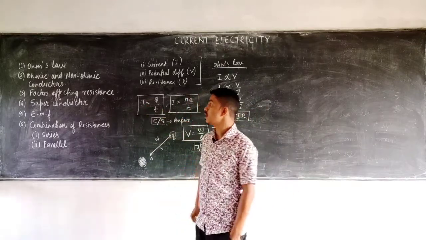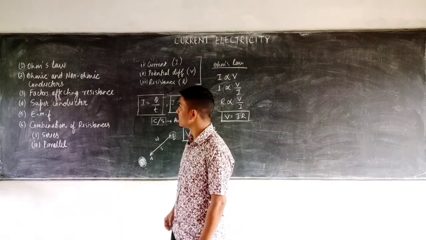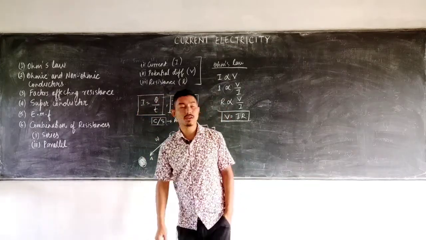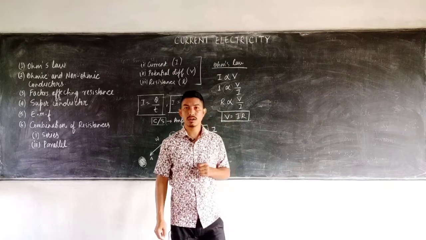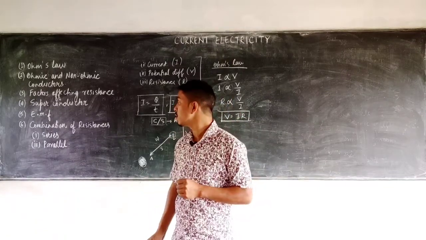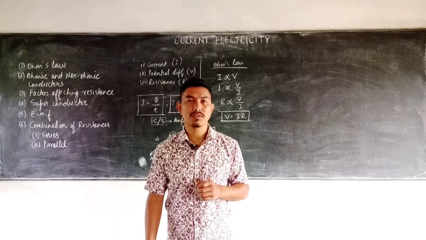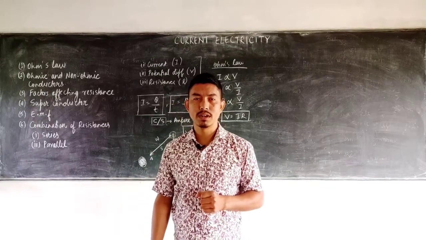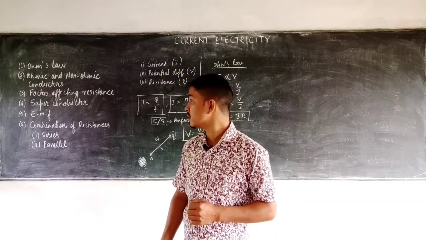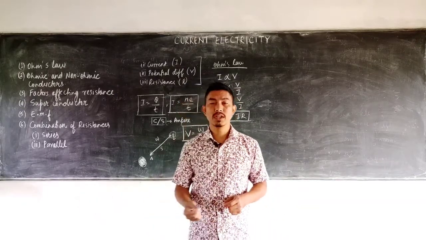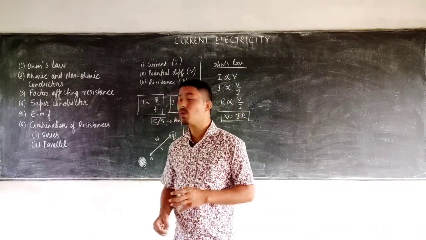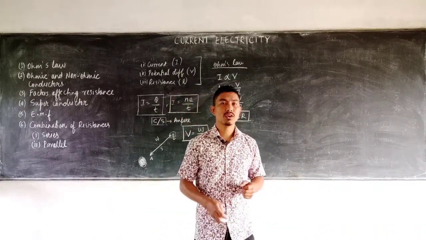So now coming to the second one, ohmic and non-ohmic conductors. So what is an ohmic conductor? The ohmic conductor is the one that obeys Ohm's law, and non-ohmic conductors are the ones that do not obey Ohm's law. Usually all the good conductors of electricity are ohmic conductors. By saying ohmic conductor, I also mean that in that conductor, the rate of flow of current is directly proportional to the potential difference. But in case of a non-ohmic conductor, such laws are not followed.